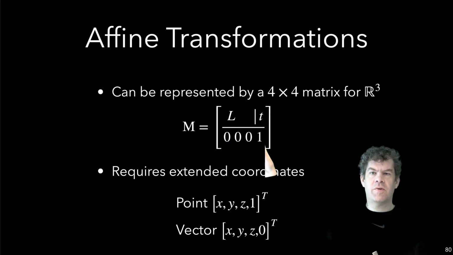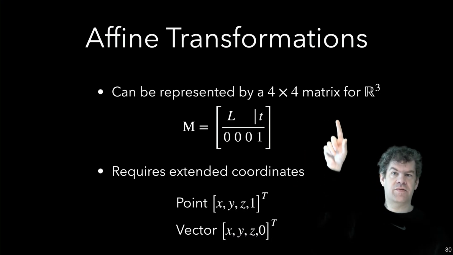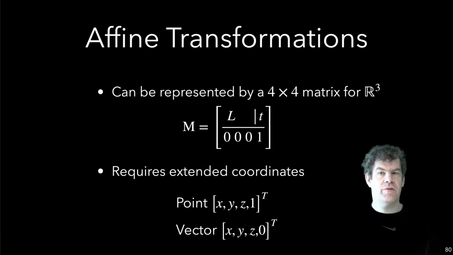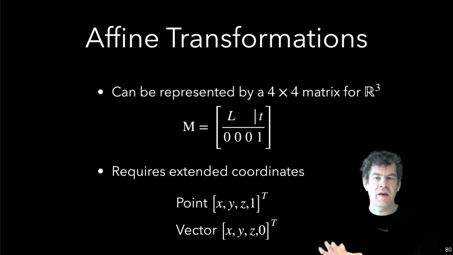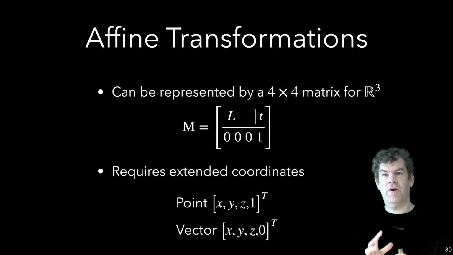We just put them into the 3x3 subpart and then make the rest 0, 0, 0, 1, 0, 0, 0, 1. Okay, that won't change the fourth part. Okay, so this is how we extend linear transformation. Now, where does the affine come in?